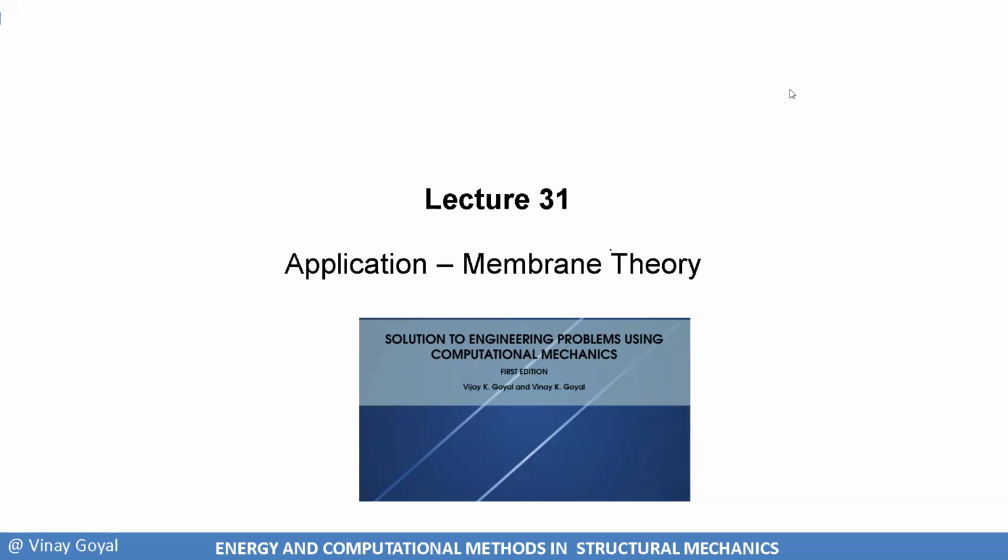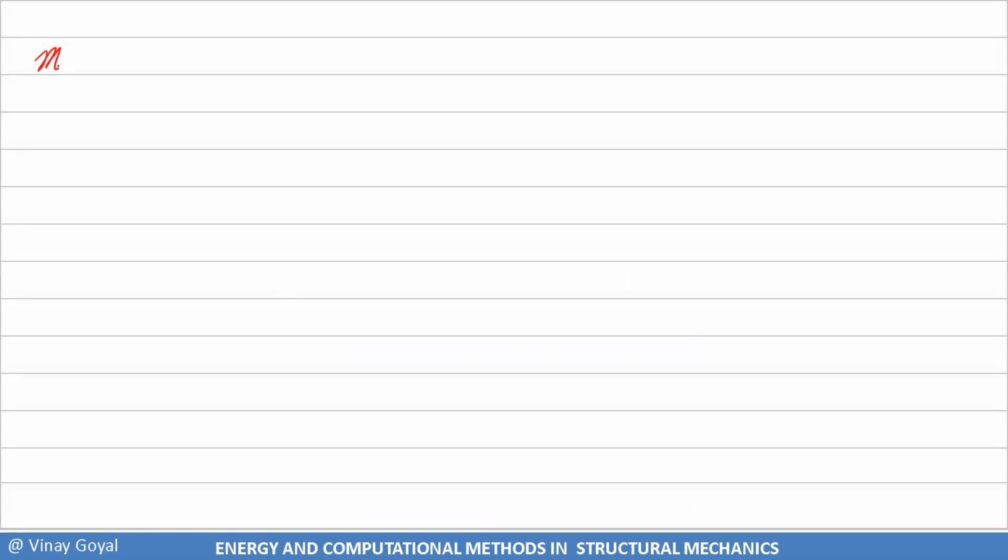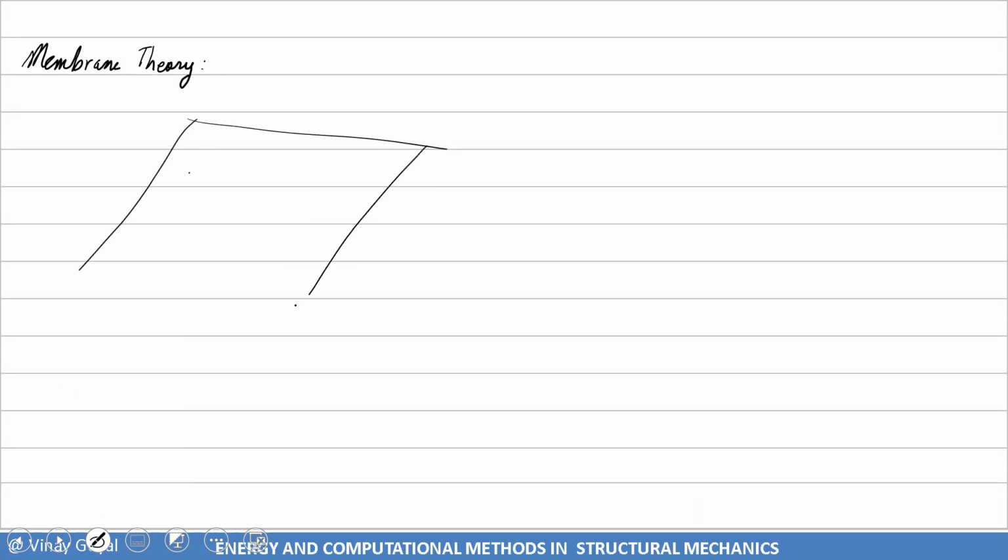Welcome to lecture 31. Today we'll be covering another application, membrane theory. In membrane theory, what we have is this body of material that's a 3D plate again, but now it acts very soft. So it can quickly take the shape as if it was a carpet. And here I have the different directions, one, two, and three.